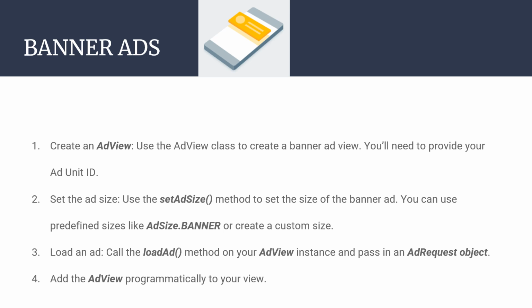And for banner ads, I created an ad view using the AdView class, and you need to provide your ad unit ID here as well. You set the ad size using the setAdSize method. You can use predefined sizes like AdSize.BANNER, or you can create your own custom size. To load the ad, you call the loadAd method on your AdView instance and pass in an ad request object. And then, of course, add the AdView programmatically to your view.